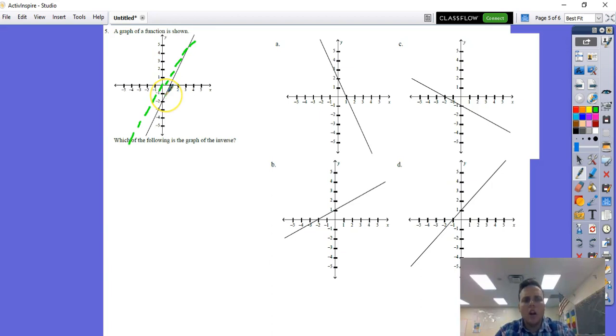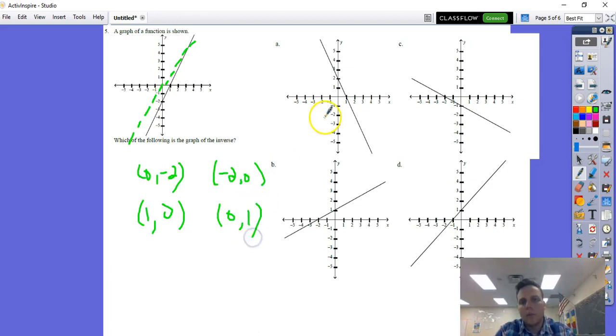Okay. So here's an easy way to do this problem. Pick a few points, switch them, and then see which one has all of those. For example, I notice here I have the point 0, negative 2. I have the point 1, 0. So I have 2 points. Let's just start there. If I need to come back and get a third, I will. But let's switch them. So the inverse function graph should go through negative 2, 0 and 0, 1. So we're looking for something that goes through 0, 1. Does this one go through 0, 1? That'd be right here.